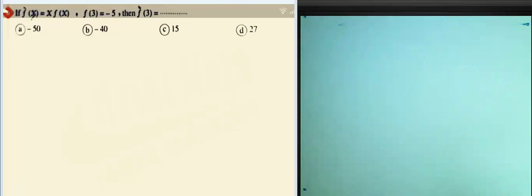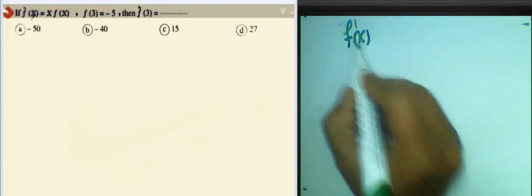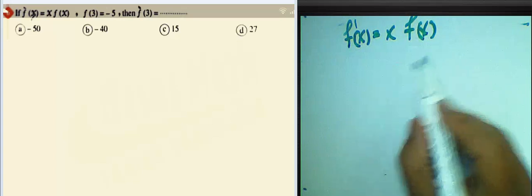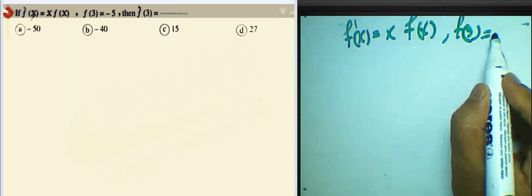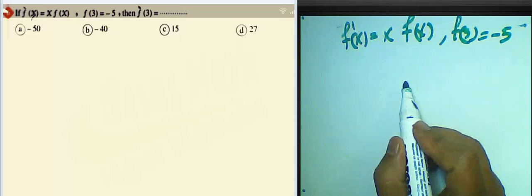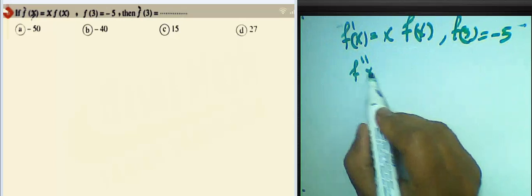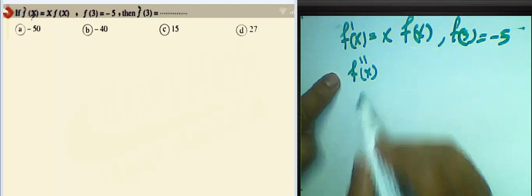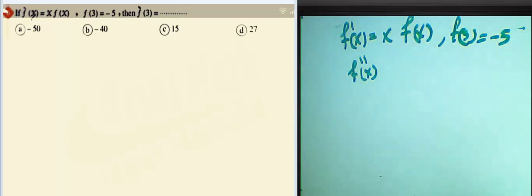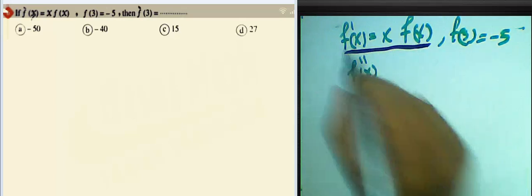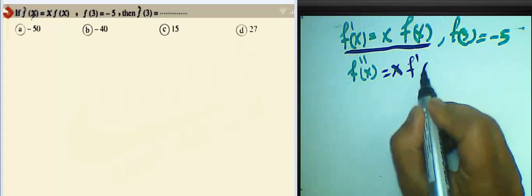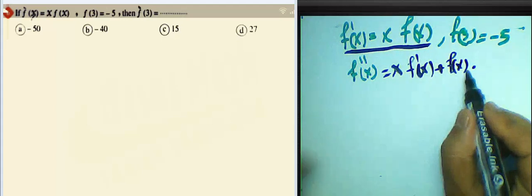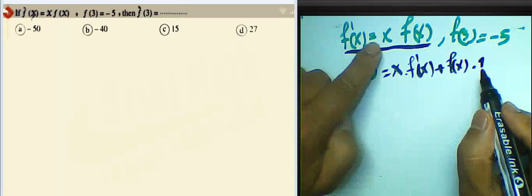Question 6: if f dash of x equals x multiplied by f of x, and f of 3 equals negative 5, you want to find f double dash of 3. We want to find f double dash of x and put x equals 3 in the function. We have this function here, right? First multiplied by the derivative of the second, plus the second, f of x, multiplied by the derivative of the first, which is 1.